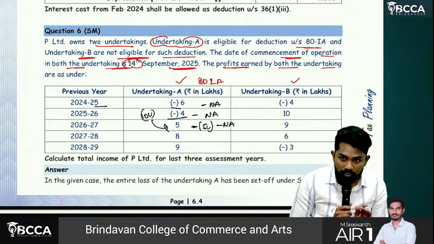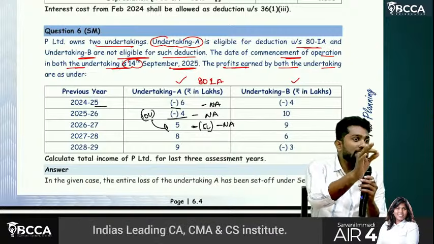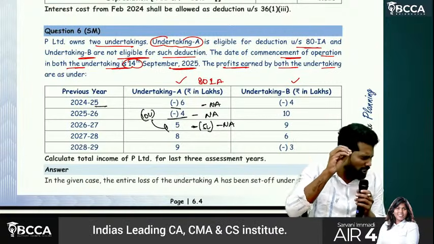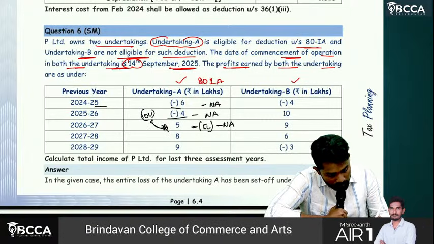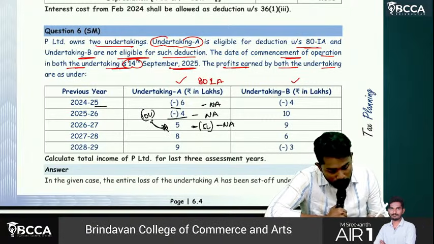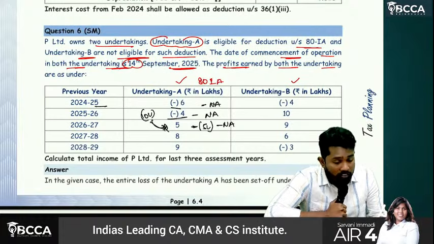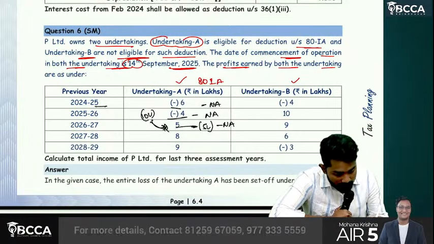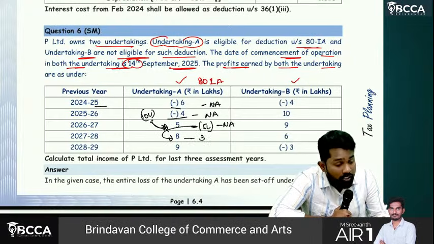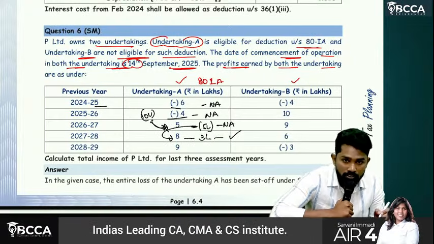Understand, sir? We are doing as if the 80IA unit is the only unit we have. Then the fourth year, sir. How much is the profit? 8 lakhs. But you still have brought forward loss. How much? 5 lakhs. Adjust this 5 lakhs also. How much is there? 3 lakhs. So this 3 lakhs you can claim as deduction.